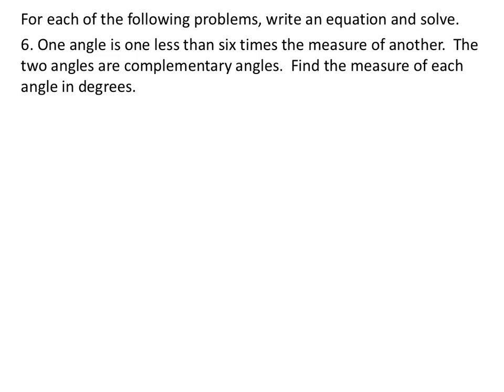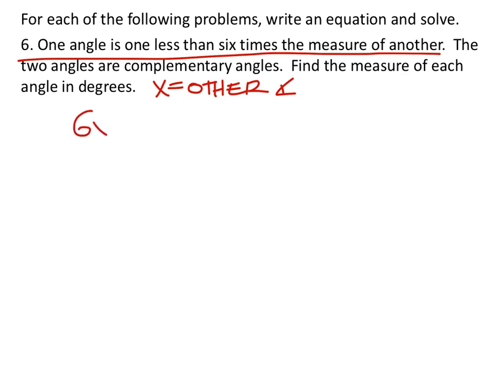Alright. So it says one angle is one less than 6 times the measure of another. So we're going to say that x will be the other angle compared to this first one anyways. And what is it? It's 6 times the measure of the other one, but then 1 less than that, so we'll have to subtract 1 from there.